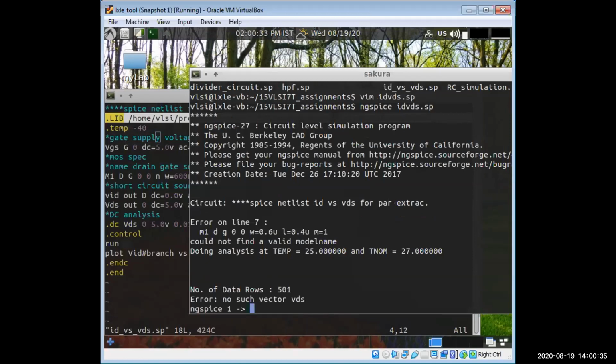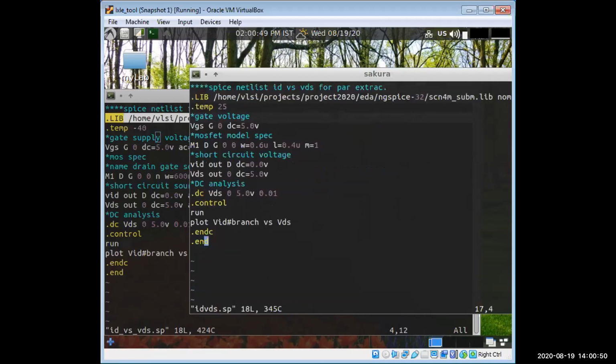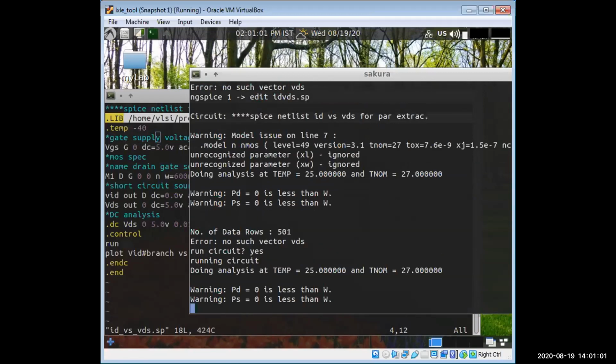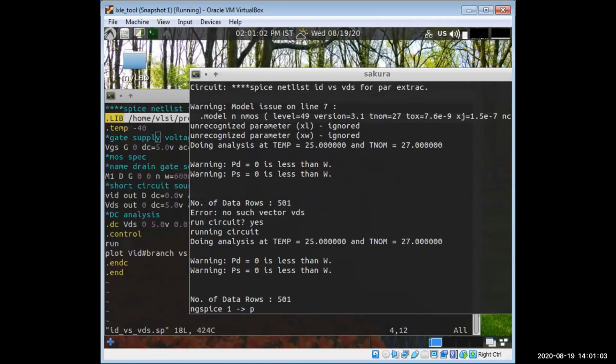Okay, I have not specified the model name, that's why it is showing like that. So just we can do edit ID vds.sp. So you have to just write N because it is for NMOS. It is asking run circuits, just do a yes and plot the value.